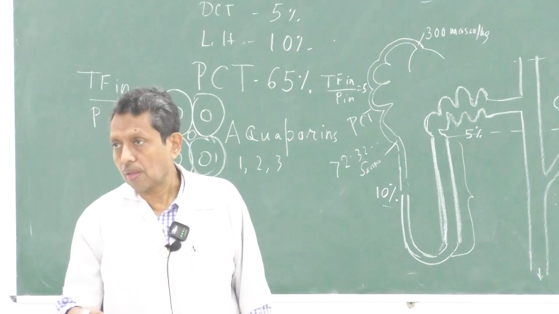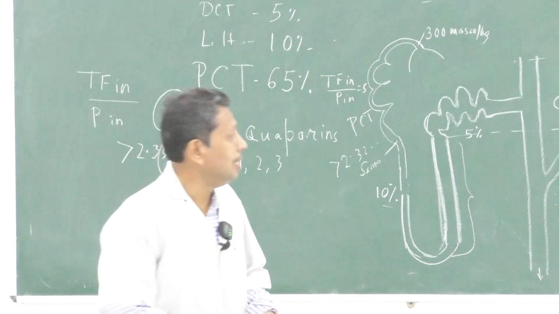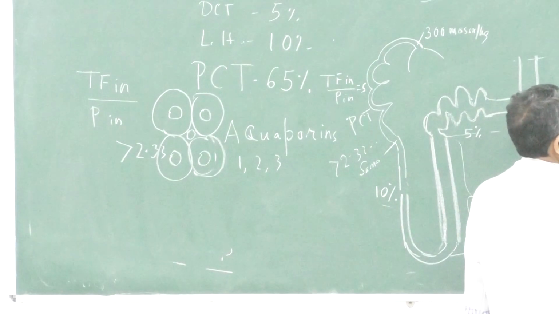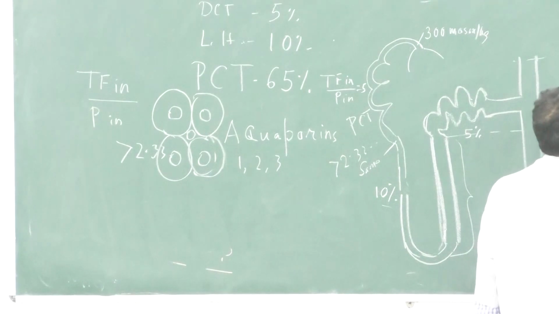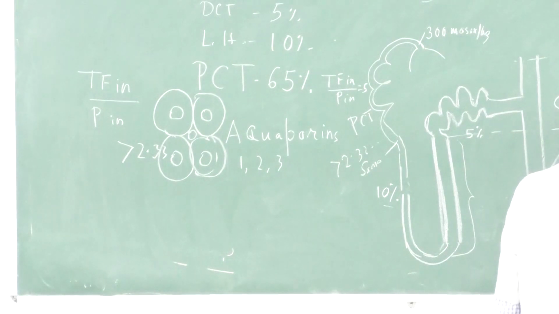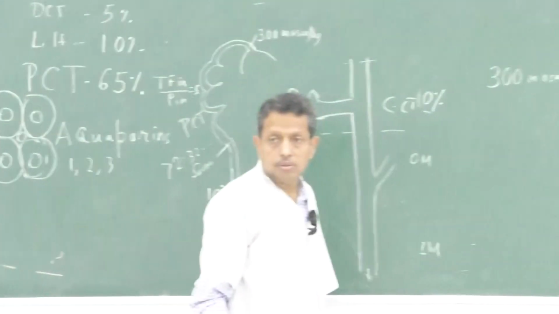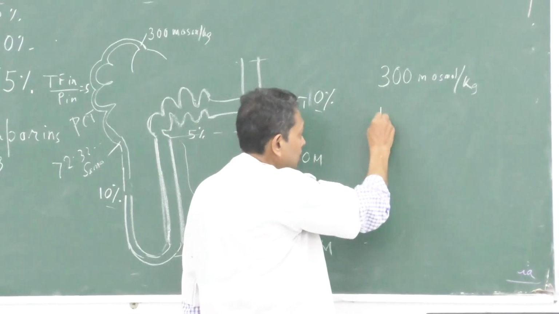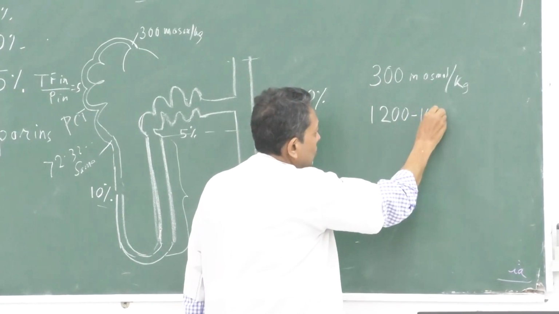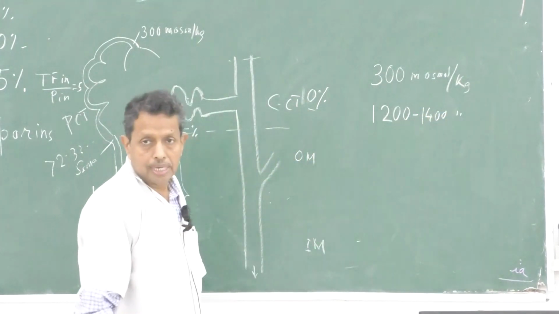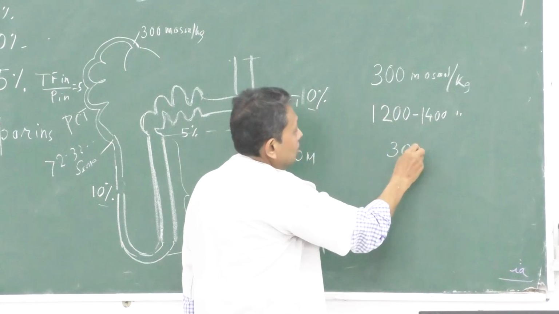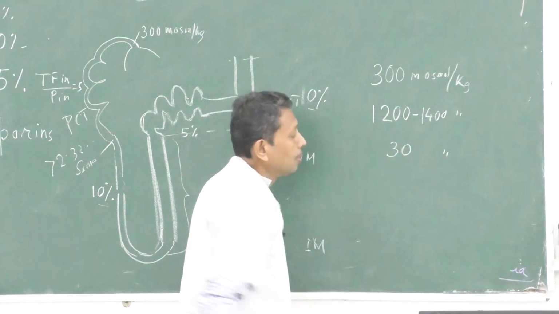Osmolality of the plasma is normally 300 to 285 milliosmol per kg. And the concentration of urine, when it is concentrated, is 1200, extremely 1400 milliosmol per kg. And when it is dilute, it may be as low as 30 milliosmol per kg, when it is extremely dilute.